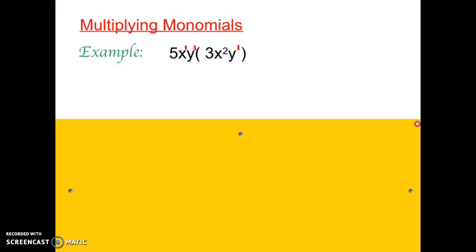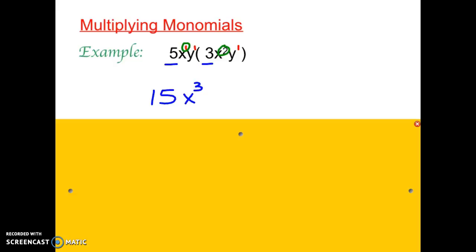Now we need to multiply. So first we're going to multiply the coefficients, the 5 times the 3, and we would get 15. Now we're going to start with the bases. Let's start with the x. If we look at the exponent on the x's, the first term has an exponent of 1, the second term has an exponent of 2. 1 plus 2 would be 3, so we have 3 x's being multiplied together all together.